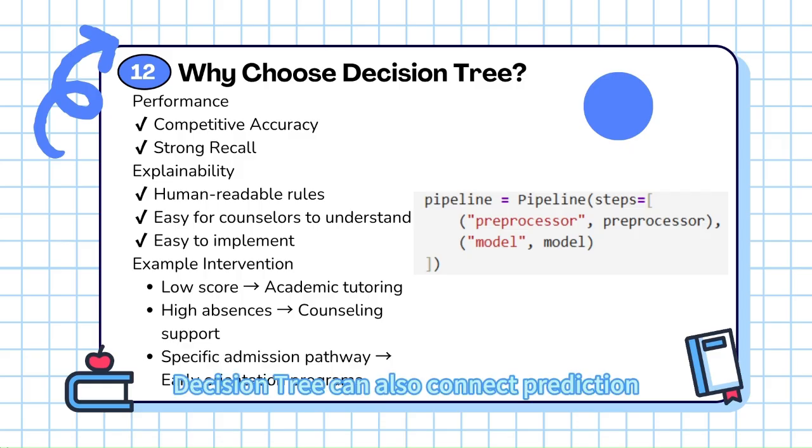Decision trees can also connect predictions to school interventions. For example, a low score can lead to academic tutoring. High absences can lead to counseling support. And a specific admission pathway can lead to early orientation programs. Therefore, the decision tree is not only useful for prediction, but also useful for explaining the reason behind the prediction.